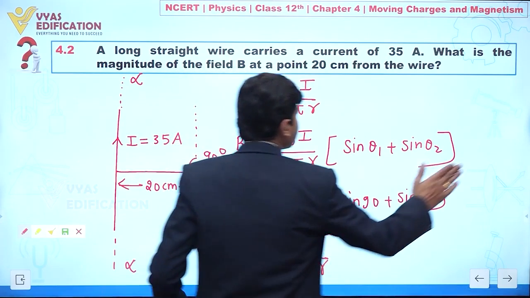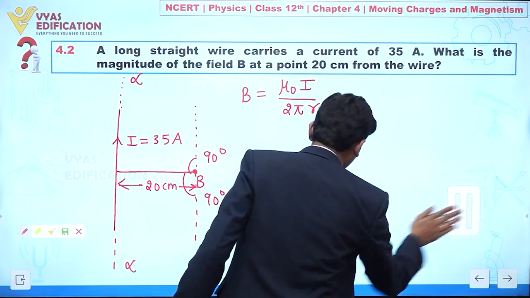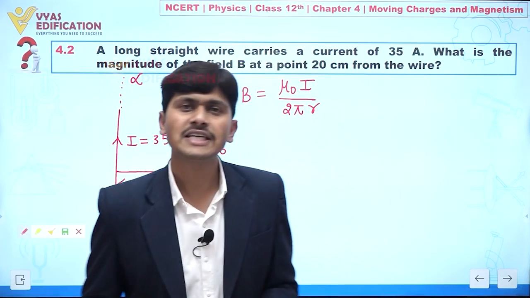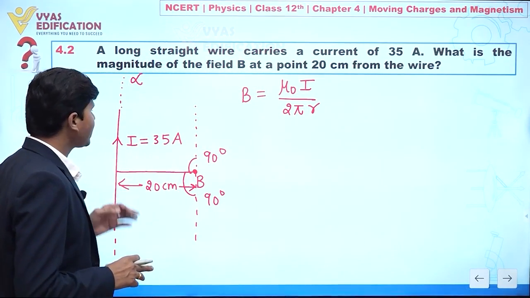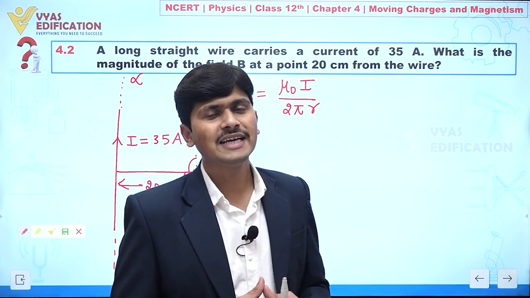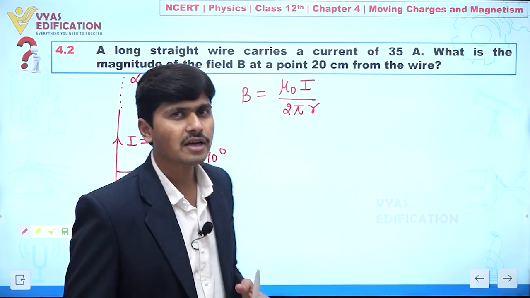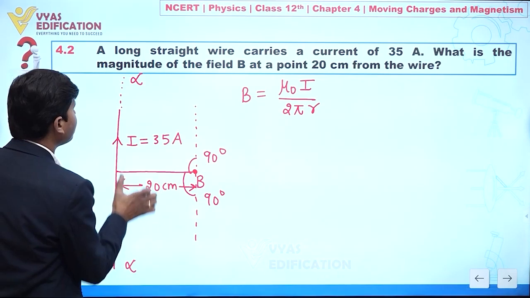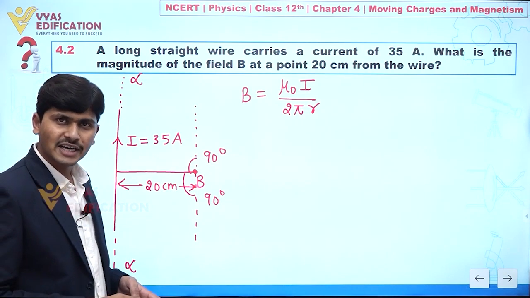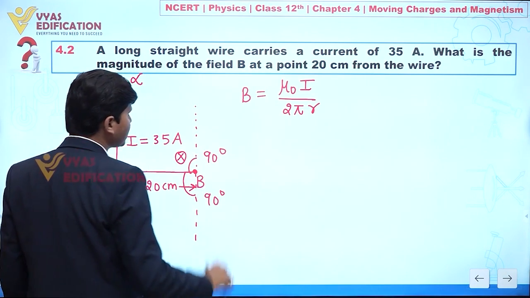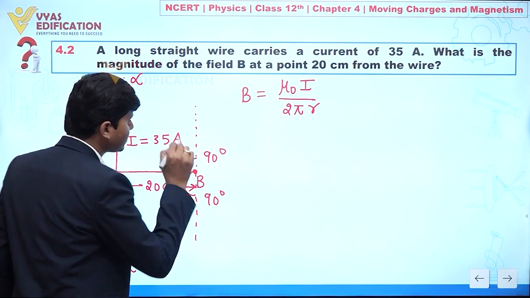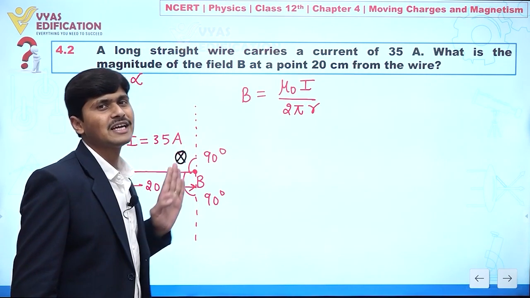Now concentrate, come to the solution of this question. Always keep in mind magnetic field is a vector quantity. It is always associated with direction. So how can we find the direction? The direction of a magnetic field is determined by using the right hand thumb rule. If the thumb indicates the direction of current, the curling fingers represent the direction of magnetic field. So the magnetic field direction is given by this cross, which means perpendicular inward.